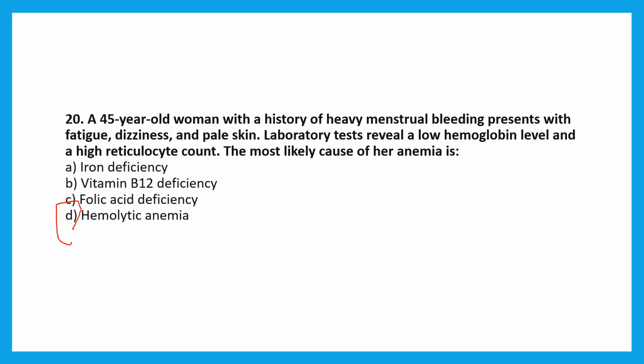Laboratory tests reveal a low hemoglobin level and a high reticulocyte count. Yep. The bone marrow is overproducing these red cells. Increased RBC production is the bone marrow's response to the loss or destruction of red blood cells, pointing to hemolytic anemia. All right.